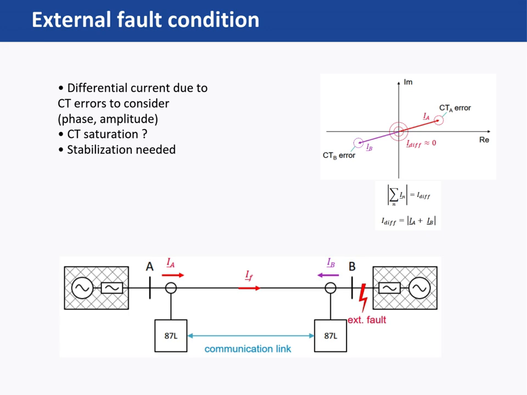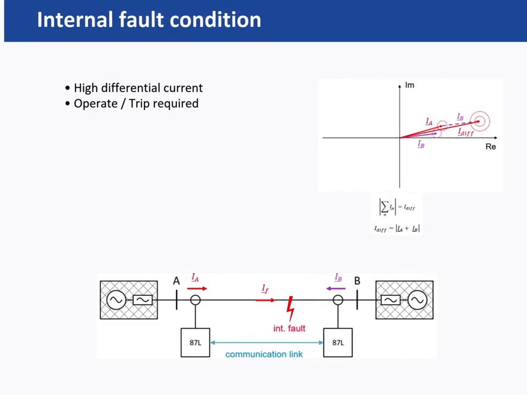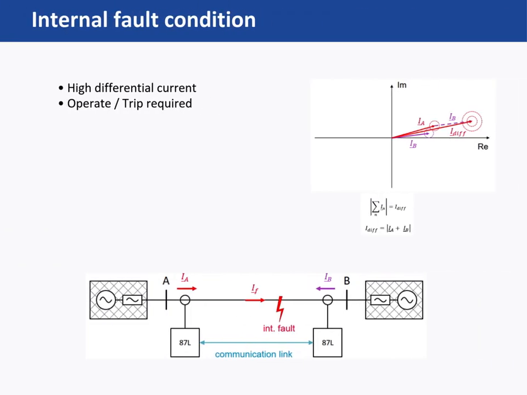During an external fault, large currents flow through the protected line, but the fault itself is outside the differential zone. Ideally, the currents measured at both ends are still equal. However, CT errors become more significant at high current levels, and CT saturation may occur at one end before the other. This can result in an apparent differential.